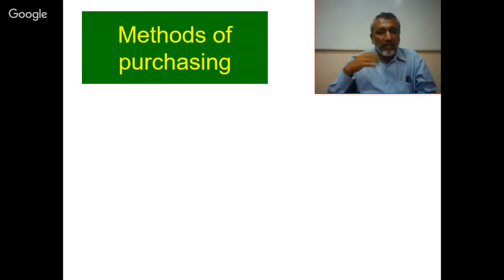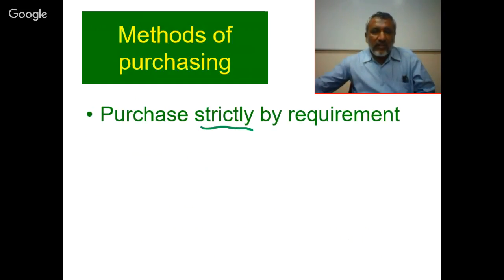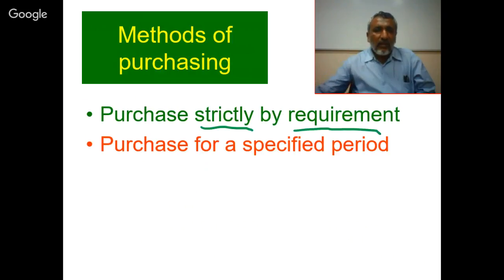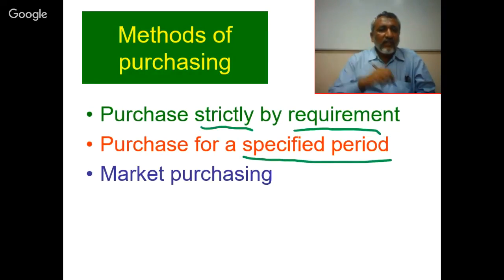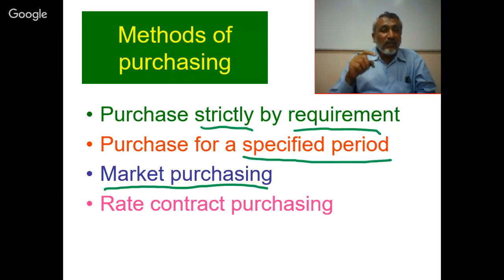Let us now come to the methods of purchasing. Broadly, there are three methods. One method is known as purchasing strictly by requirement. Another method is purchasing for a specific future period. And the third method of purchasing is what is known as market purchasing. Let us see what we mean by purchasing strictly by requirement, purchasing for a specific future period, and market purchasing.